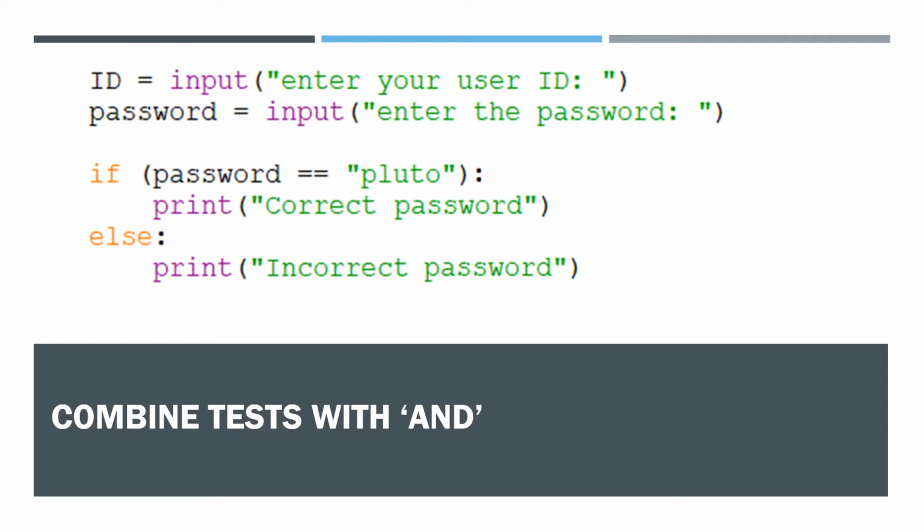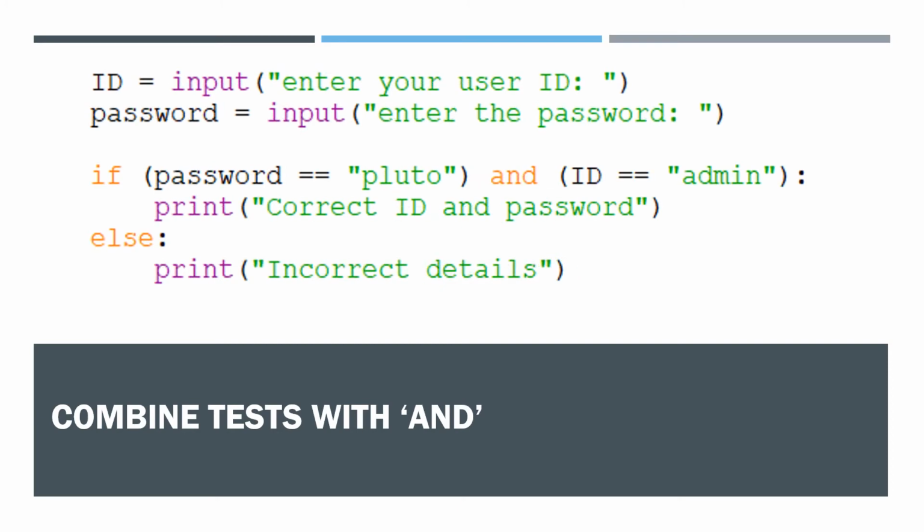When we want to carry out more than one test, we can combine tests together to make a larger Boolean expression. So here's a program where we enter the user ID and the password, and the program evaluates whether the person has entered the correct password, the word Pluto, and if they have, it says correct password. Now we can expand that so that as well as checking that they've entered the correct password, we also check that they've entered the correct ID.